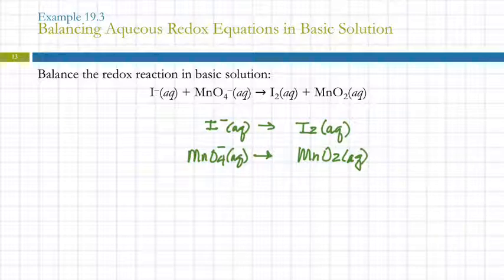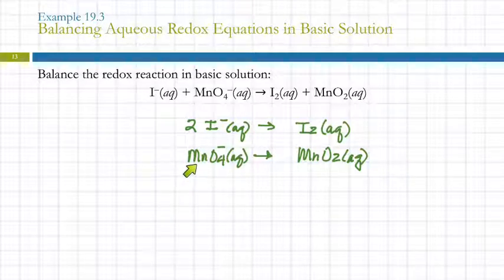So I've split them into 2 half reactions. There's only one way you can do this one, because if you've got I- going to MnO2, good luck balancing that, right? Okay, so we balance with respect to mass. I have 1 iodine here, and I have 2 iodines there. So I'll put a 2 in front of the I-.